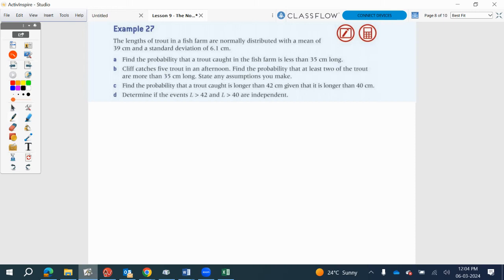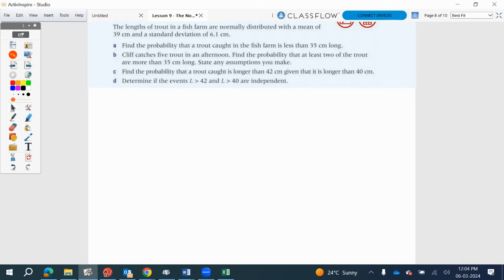So let's have a go at this question here. Example number 27. Let me just move that, I'll give myself more space. So we've got the lengths of trout in a fish farm are normally distributed with a mean of 35, standard deviation of 6.1. Find the probability that the trout is less than 35.